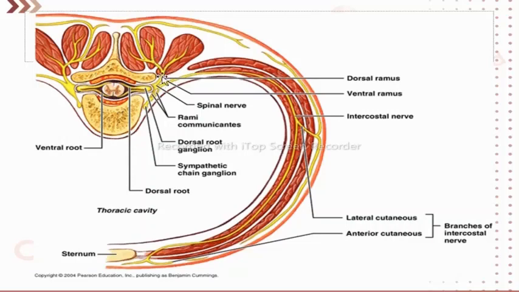So this dorsal ramus supplies the back muscles, the vertebral muscles, and the ventral ramus supplies the anterior muscles, the muscles on the anterior aspect.